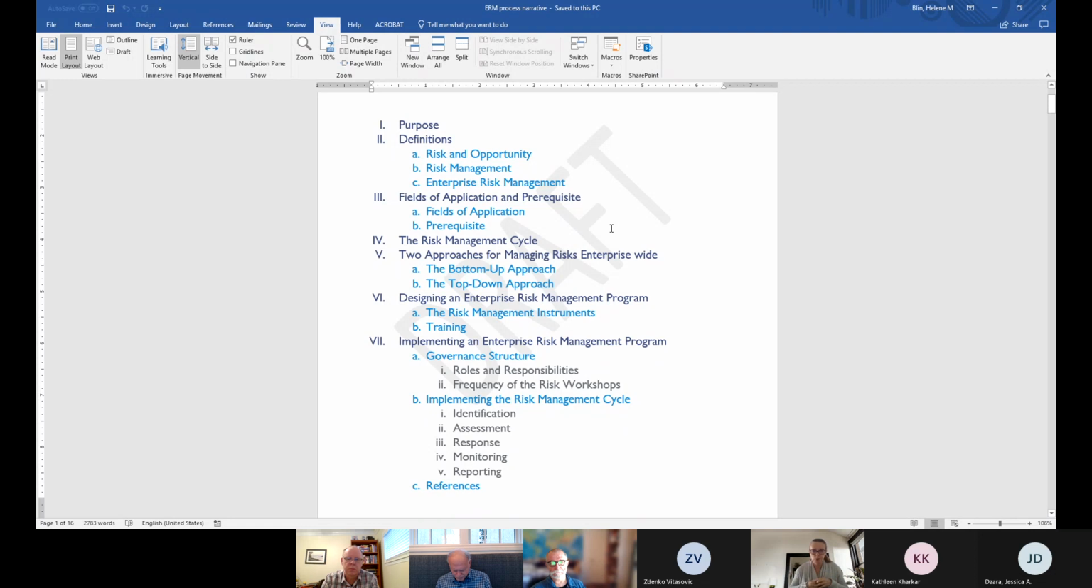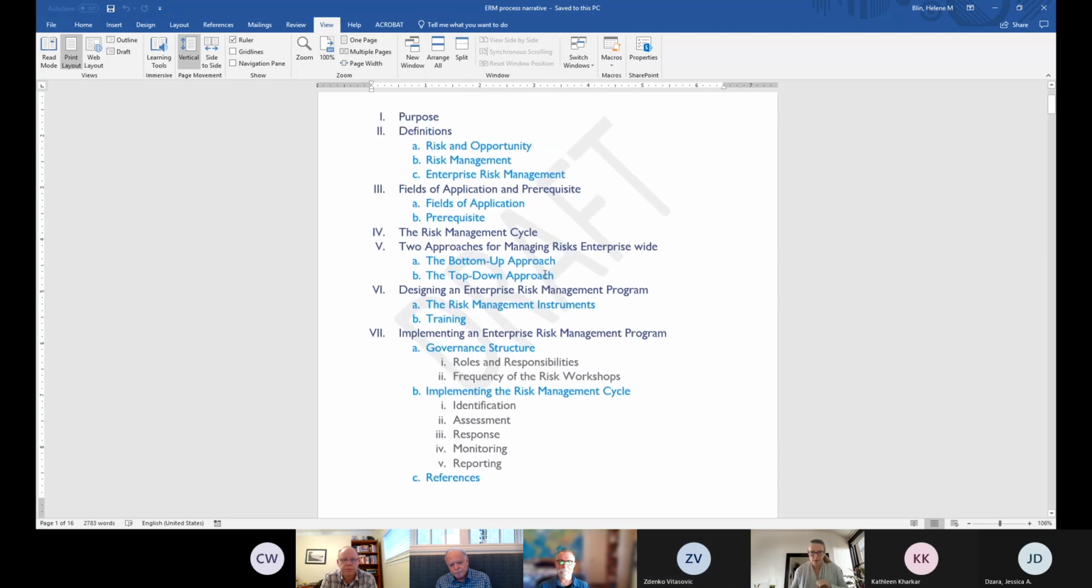Then the two suggested approaches to managing risk enterprise-wide, and of course there are many things in between those two big buckets, but that kind of gives you an idea of how it could be done. How to design an enterprise risk management program with the instruments, meaning the tools in our toolbox and the training piece of it. And how can we implement an enterprise risk management program with a piece that's for me hugely important, the governance structure, and how to implement the risk management cycle and the references.